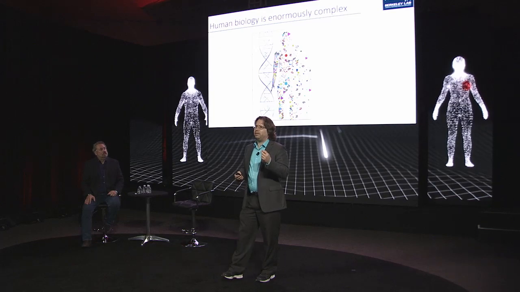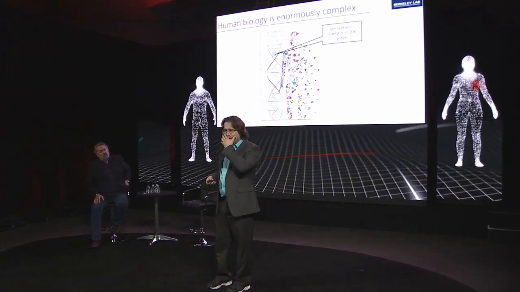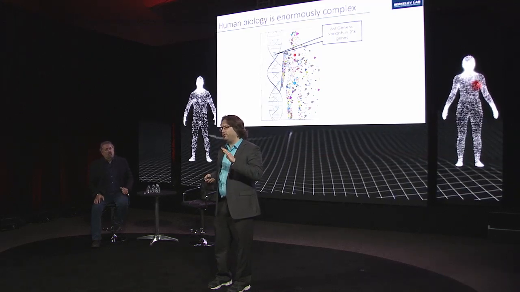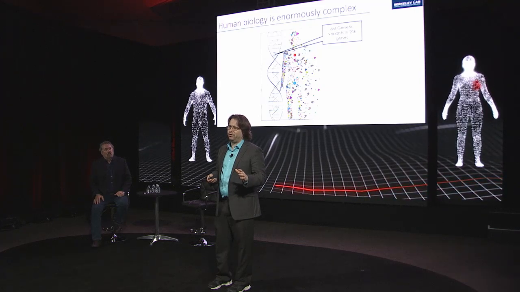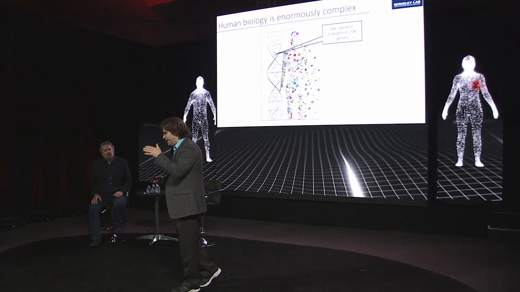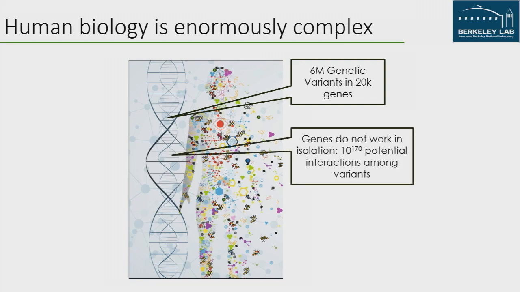And even when you're looking at something as simple as a single organism, a single human, common throughout the human population are at least 6 million genetic variants that occur in 20,000 genes. And even if these variants had individual effects, so that they just operated one at a time regardless of what other genes were doing, that would be a big problem. But of course, genes don't work in isolation.